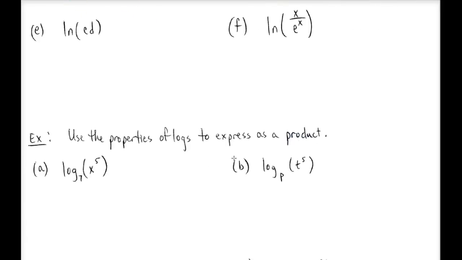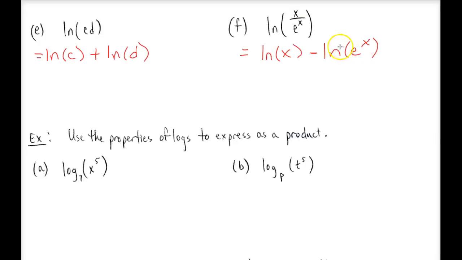Moving on to our last two examples here for expanding out. We see that natural log of C times D can be rewritten as natural log of C plus natural log of D. And for example F, we see that natural log of X divided by e to the X is natural log of X minus natural log of e to the X via property 6.